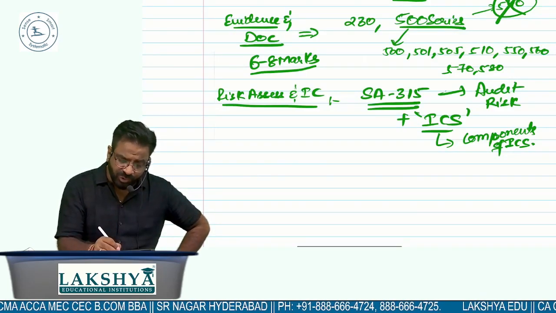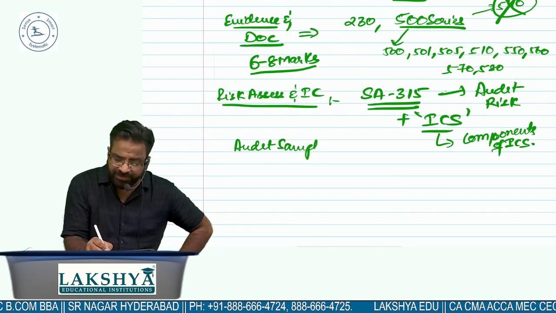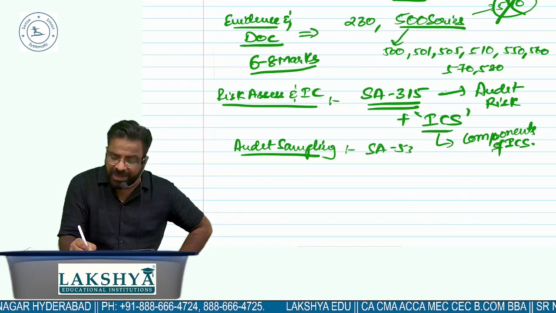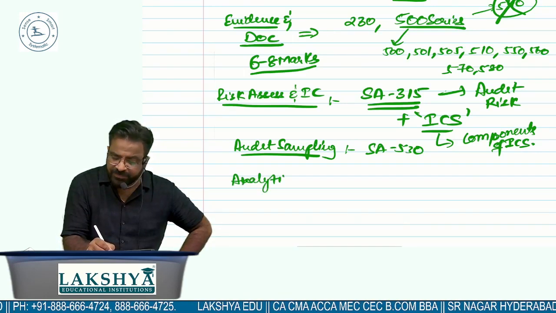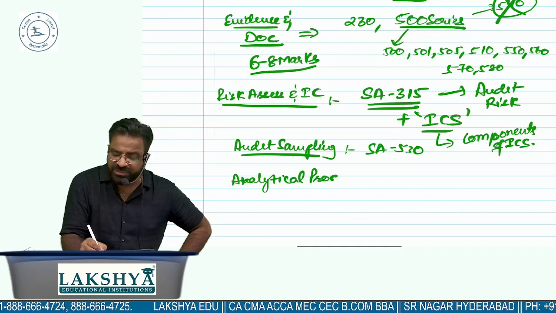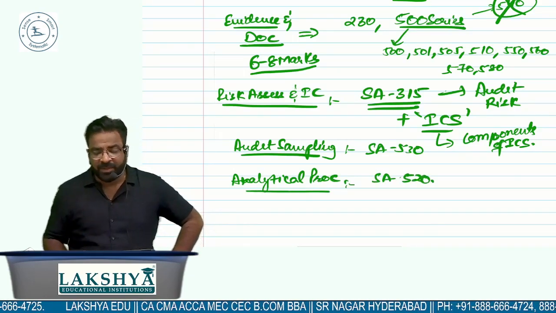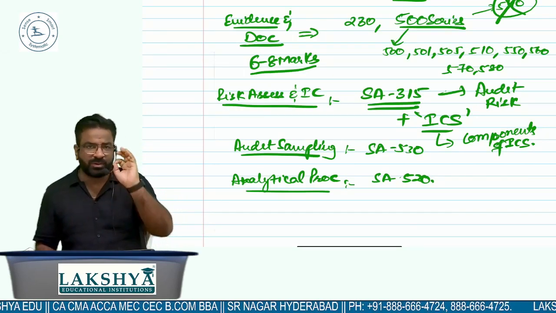After that, you should definitely do the audit sampling chapter, which is nothing but your SA 530, and you should do analytical procedures, which is nothing but SA 520, right? With this, your total 500 series, 700 series, and the very important standard SA 230 will be covered.